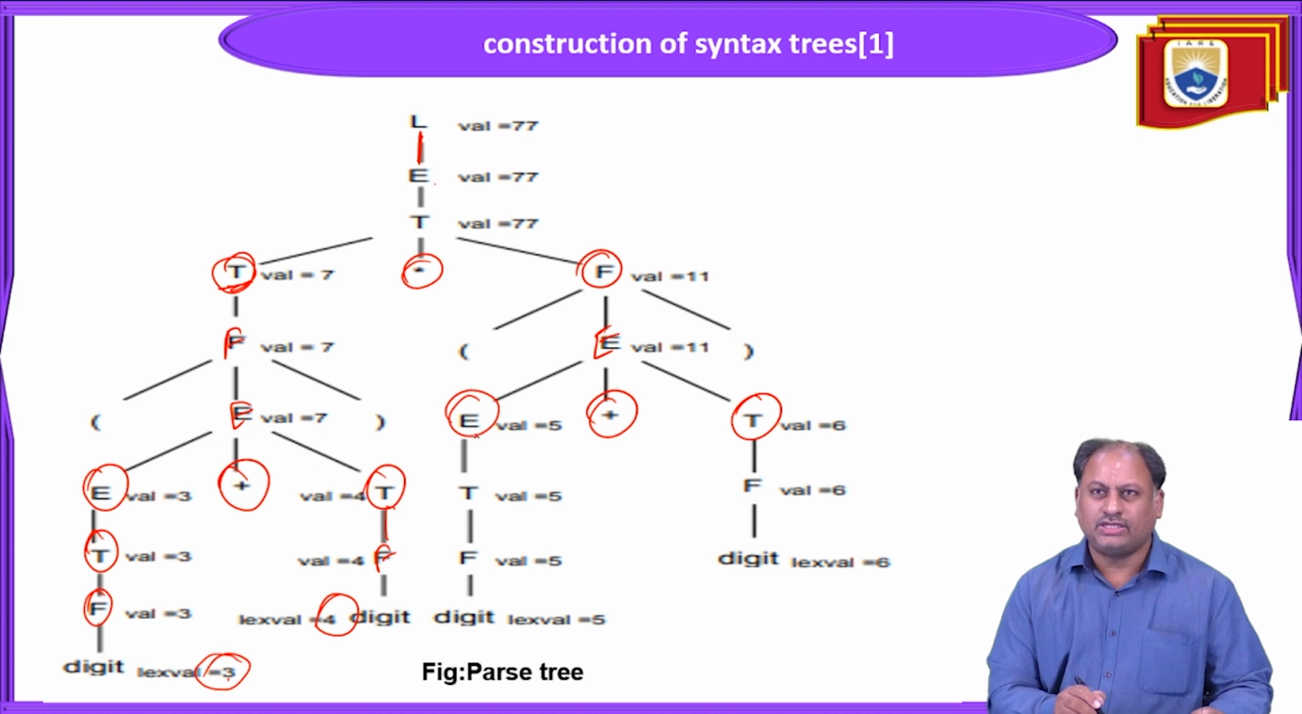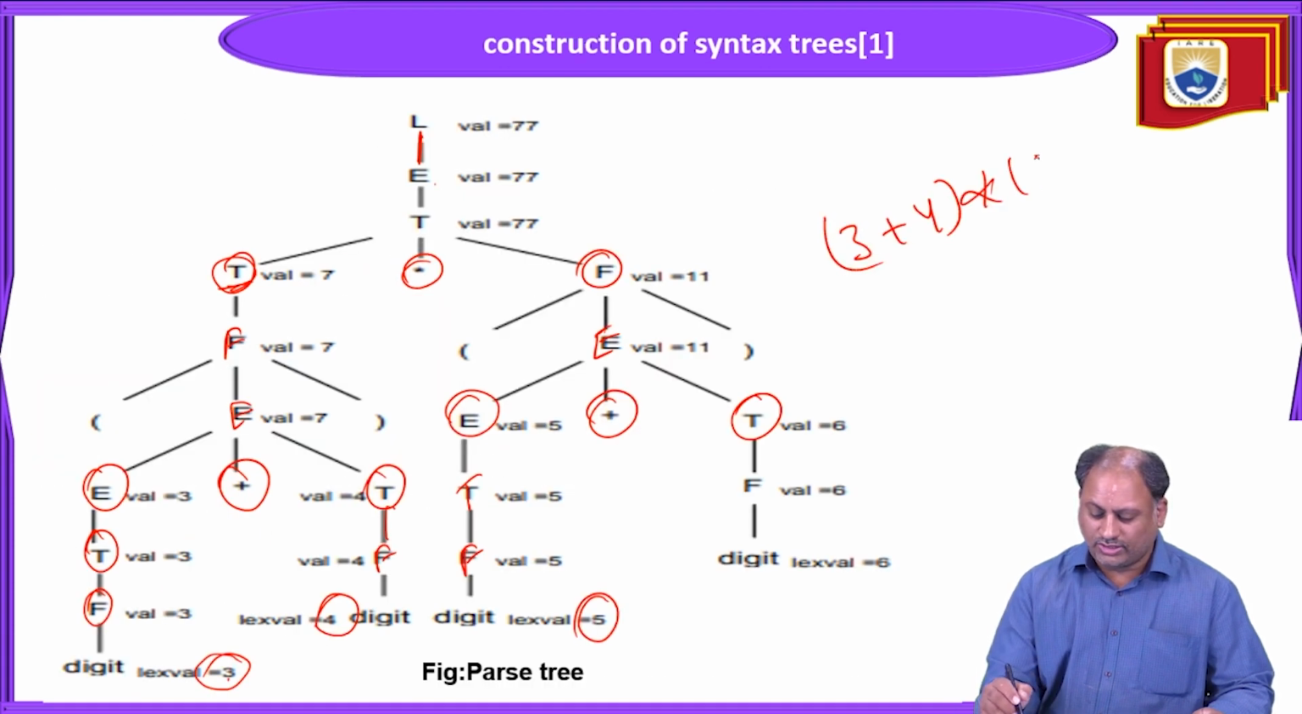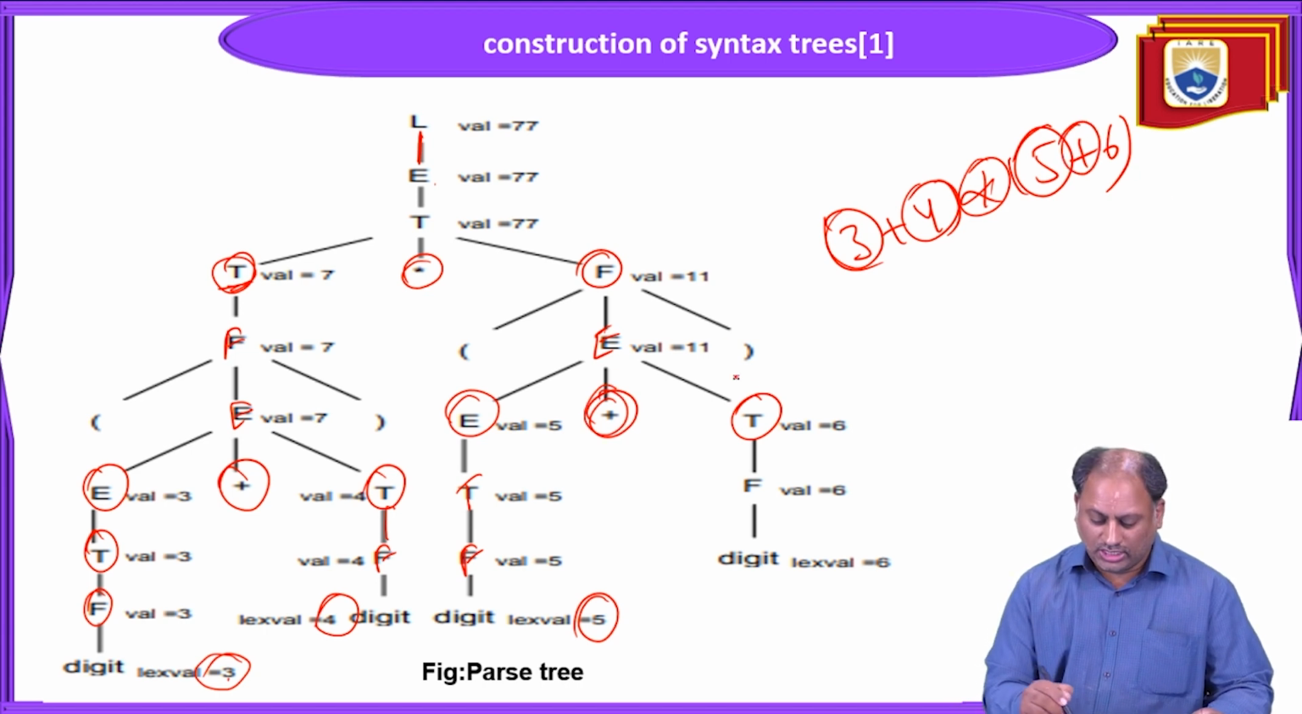Again we come to this branch of the tree node structure. Here E derives T, T derives F, F derives number. What is the number here? We have considered it as 5, from this example 3 plus 4 star 5 plus 6. Previously in the left branch we considered 3 and 4. Now after the star operation we consider 5. Now the plus is to be considered, and the last leaf node, T derives F, F derives digit, and here the lexical value is 6.